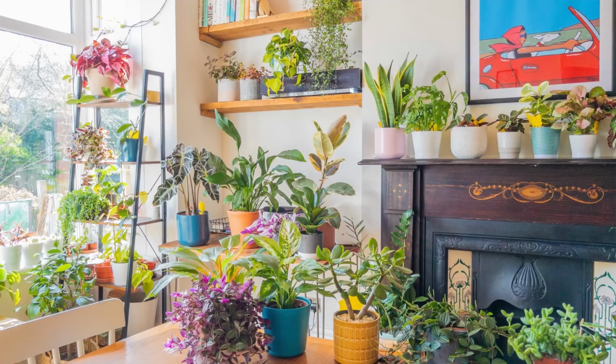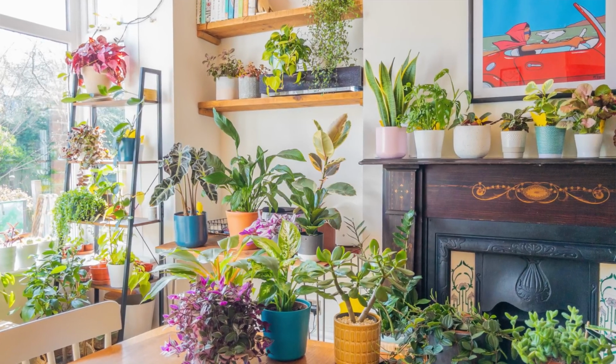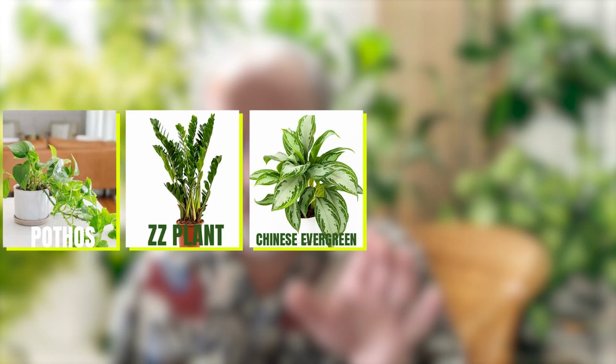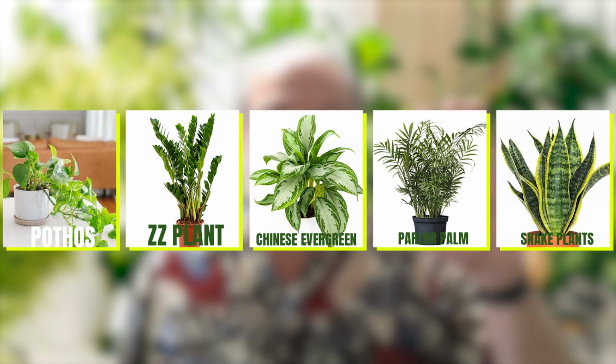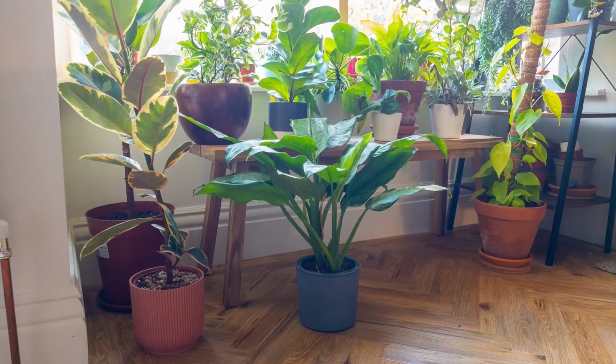Here are some plants that really thrive in indirect sunlight. I'm going to go through these quickly because it's all on my blog. Everything I do is always on my blog, so go there and check it out. Pothos, ZZ plant, Chinese evergreen, parlor palm, and snake plants all do well in indirect sunlight. Some like lower, some like medium. You can read about that in the blog. I've got it all laid out for you.